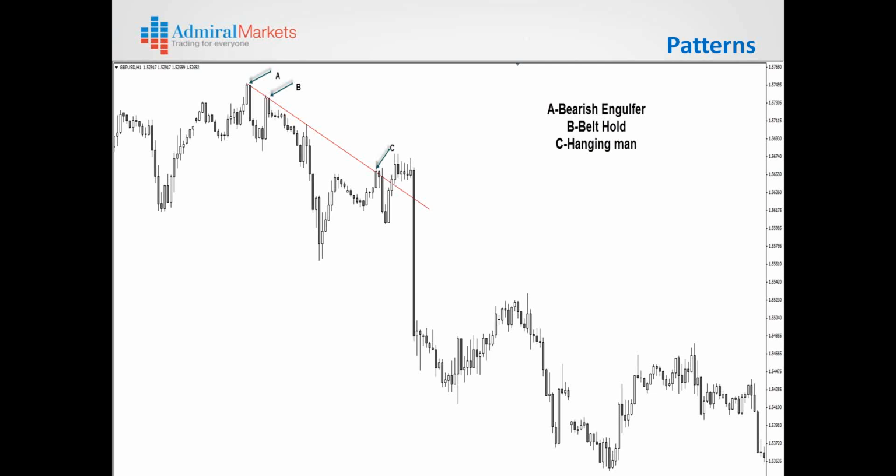And at the fourth touch, 1, 2, 3, at the fourth touch where point C is, we can see that a hanging man has been established, a bearish pattern, also off the trend line. So we can enter immediately after the pattern or wait for some sort of retrace, and you see the price has been driven down to a good support level. So this is also how we can trade patterns off the trend line.